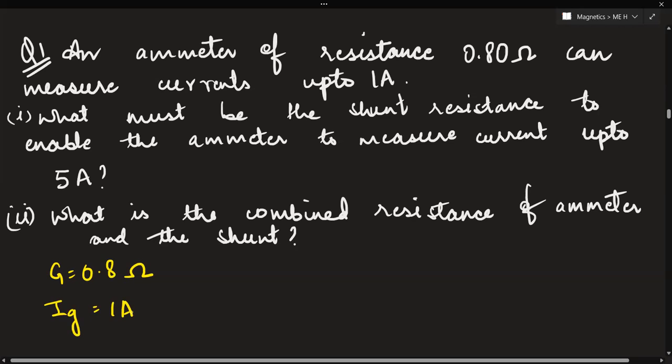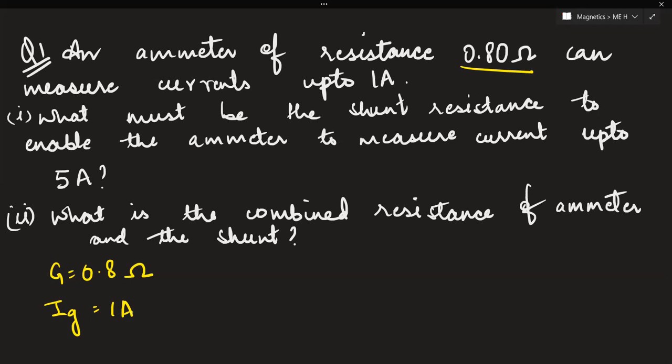An ammeter of resistance 0.8 ohm. Resistance of ammeter is what? Definitely the ammeter has been converted from the galvanometer. And second, it can measure currents up to 1 ampere. What must be the shunt resistance to enable the ammeter to measure current up to 5 ampere? So this is the current. In the first part, this is the current that is given. Your current is 5 ampere, find out the value of shunt. This is not a tough question.